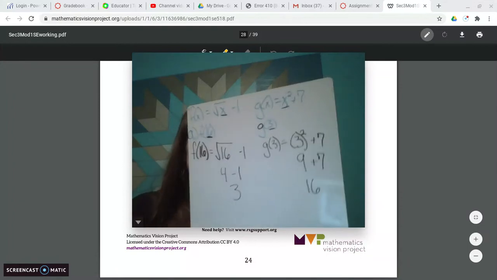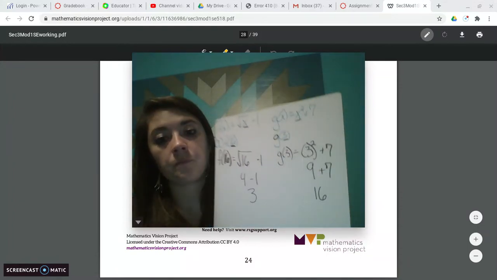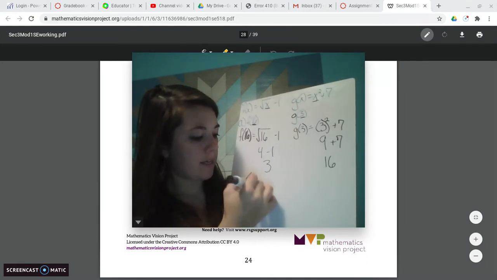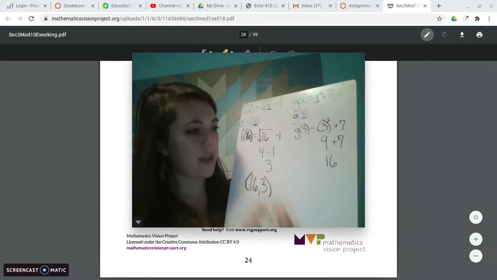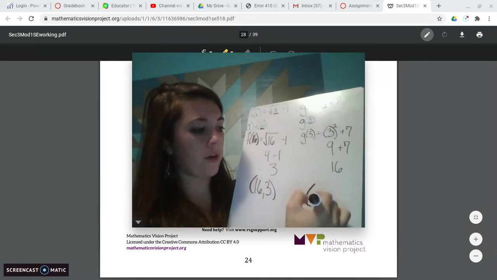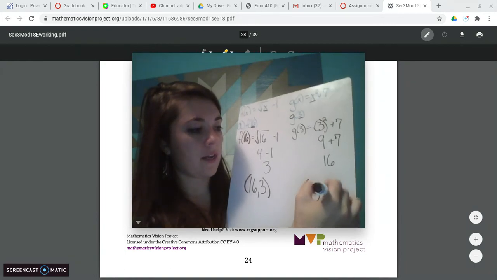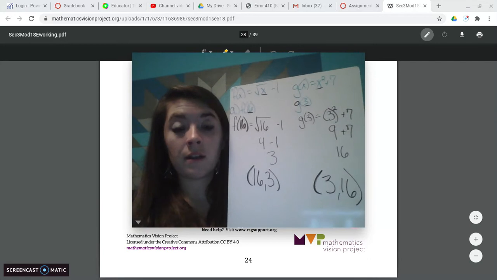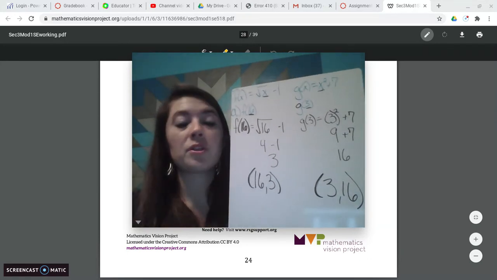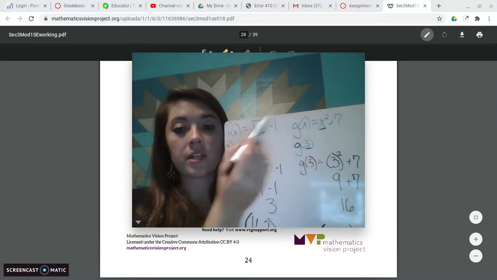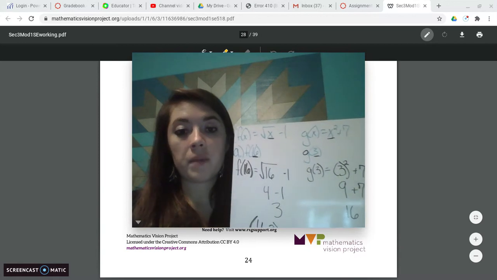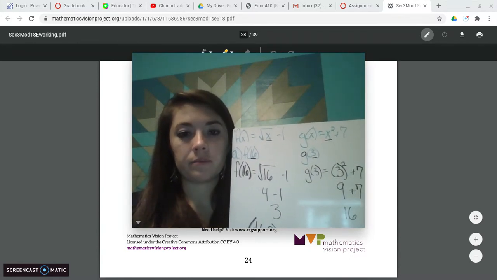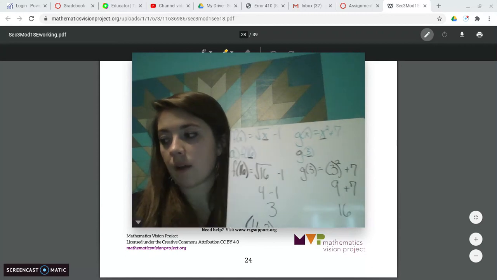Now, what do you guys notice? In this case, the ordered pair is 16, 3. Over here, the ordered pair is 3, 16. They are flipped around, which means that these two functions would be inverses, sort of. They're on the way to being inverses of each other.